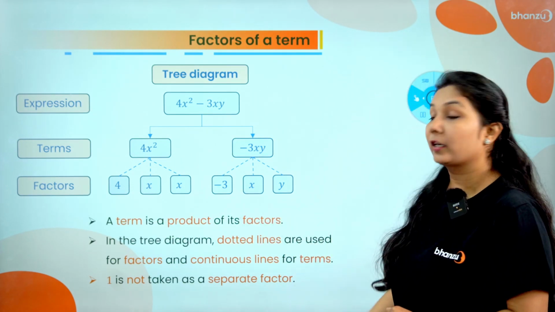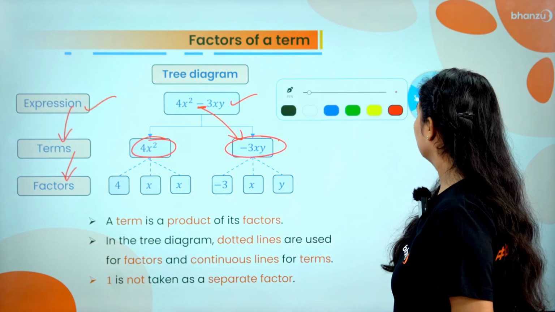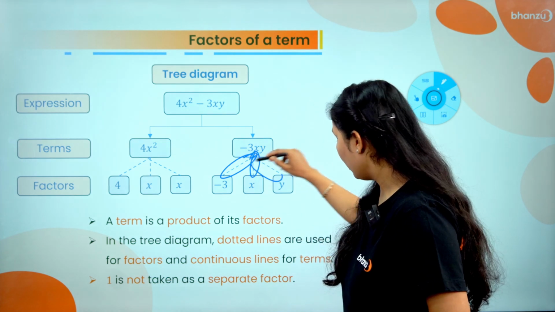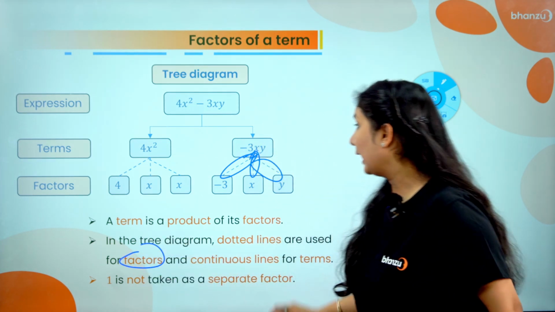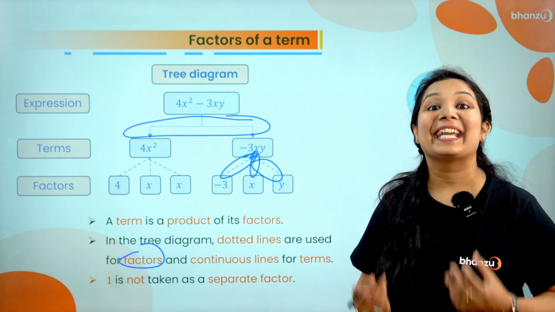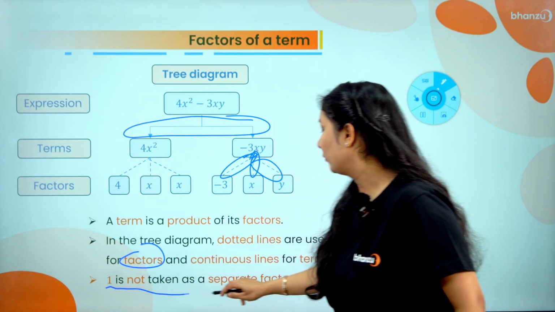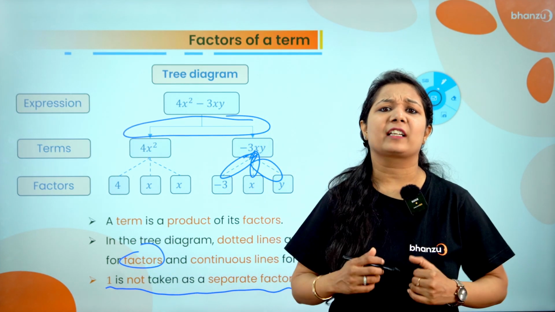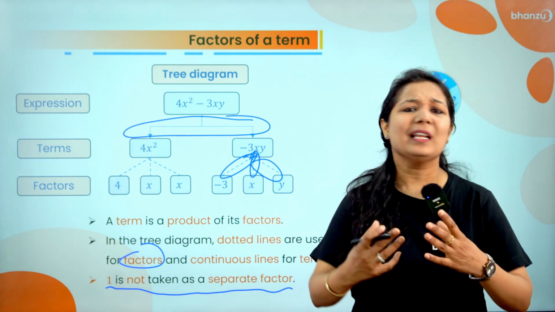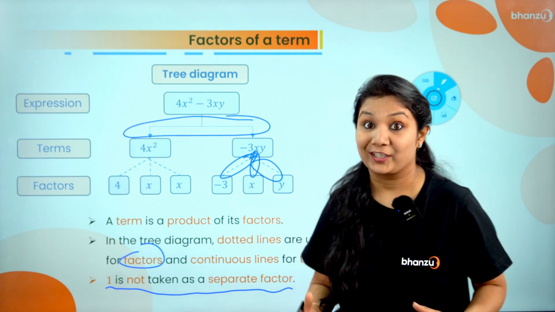So a term is a product of its factors, as we discussed. In the tree diagram, you can see the dotted lines over here. They are used for factors and the continuous lines are used for terms so that you can identify them easily. And 1 is not taken as a separate factor because we know 1 is a factor of every number, but we do not take it separately in this particular case. Even if you take it, your marks won't be deducted.